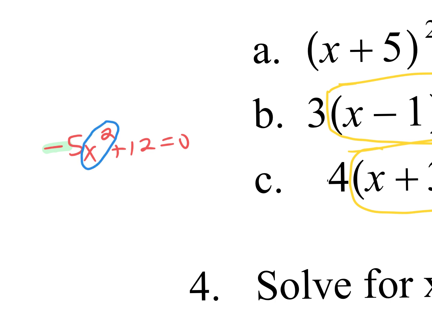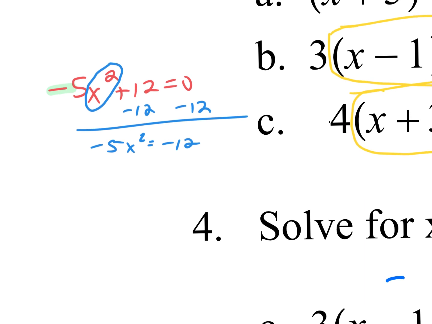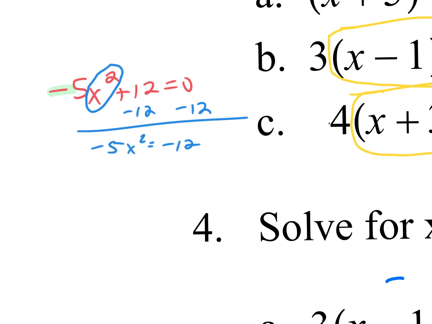When we isolate it, it has to be by itself completely. So I first need to subtract the 12. So negative 5x squared equals negative 12, right? Is x squared by itself yet? No, it's not by itself yet. What do I need to do to get that all by itself? Divide by what? Negative 5, thank you, sir. So now I have x squared equals, what's a negative divided by a negative? A positive, so I have 12 over 5.